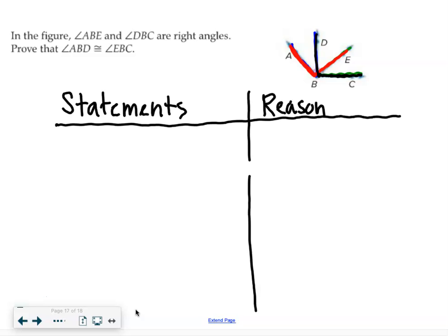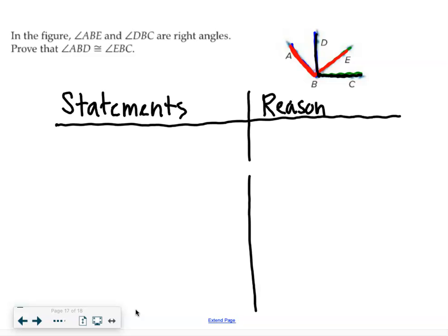Yes. No, wouldn't it make sense? The other part of your right angle would have to be congruent if you take away the same part from each side. That kind of makes sense? Okay, let's see if we can prove it. What's my first step going to be?